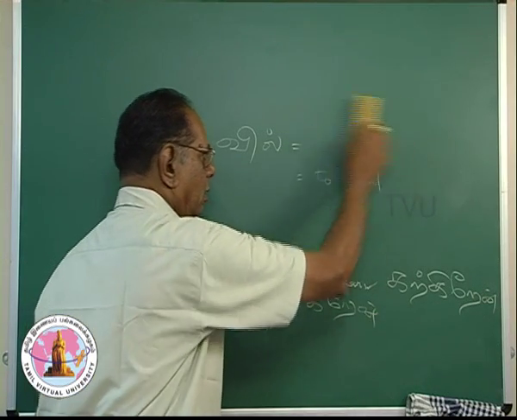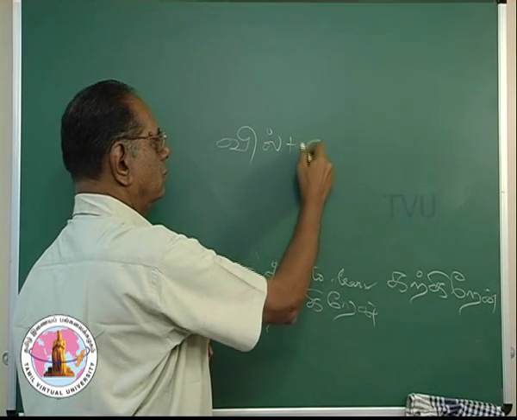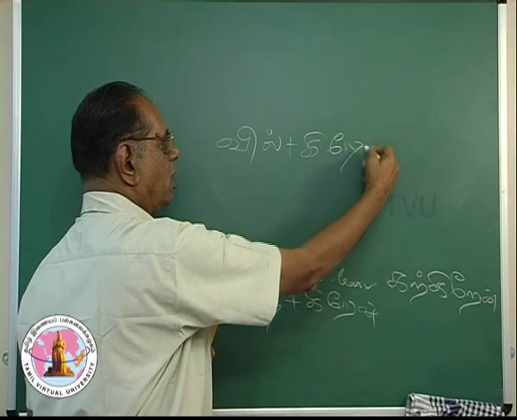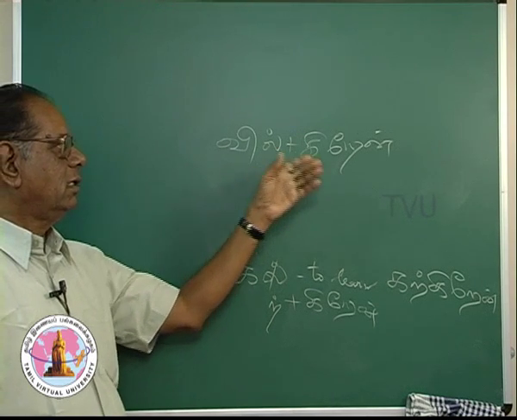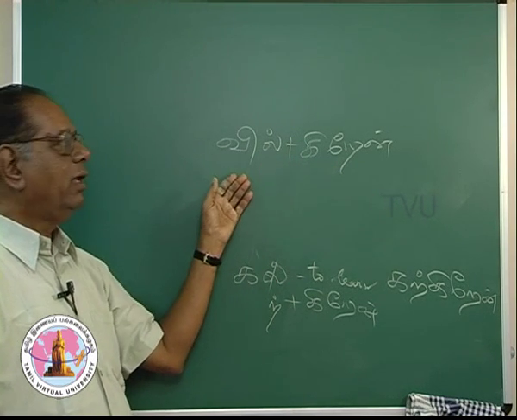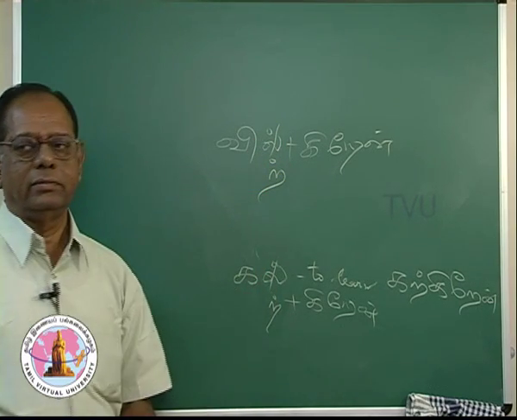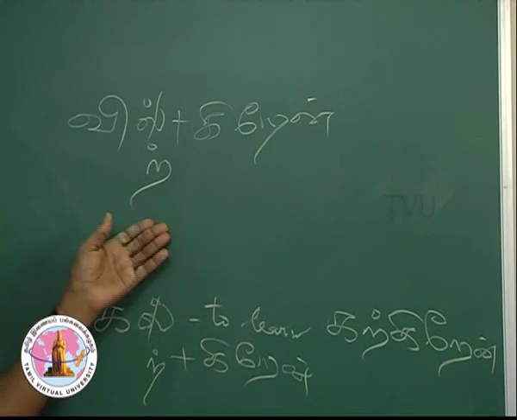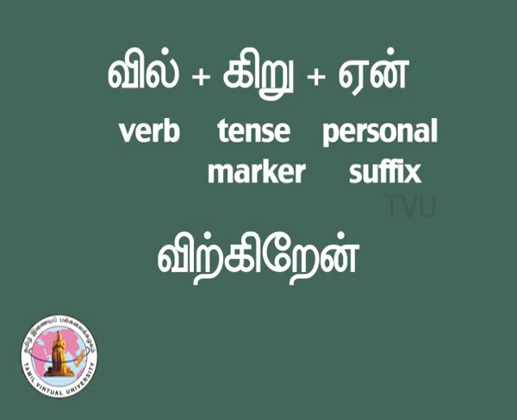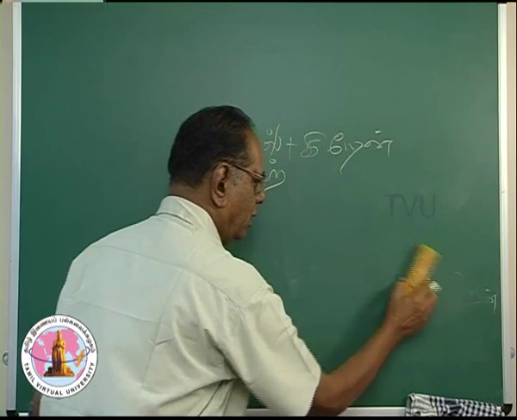Now I make this verb, take this tense marker, will plus kiru plus yen. Will kiren becomes virkiren. Like nirkiren and karkiren, will also becomes virkiren. These three verbs make one particular category.